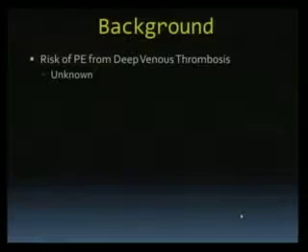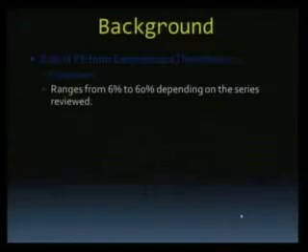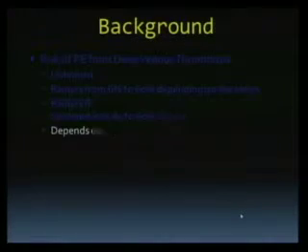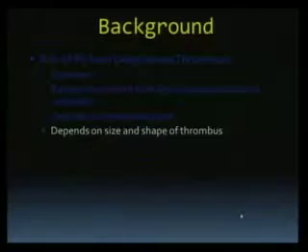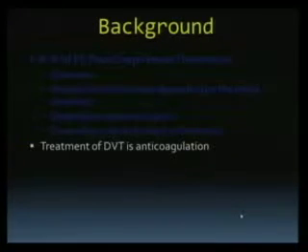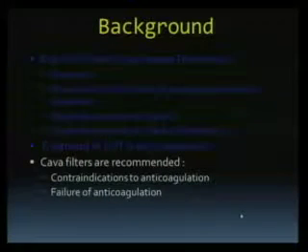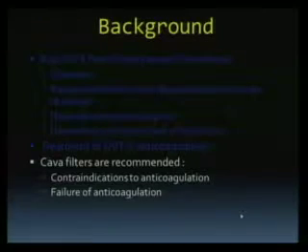And the risk of PE from DVT is unknown, but that's why we protect them from the development of PE. It ranges from 6% to 60%, depending on the series that you review, and it depends on the treatment given. It depends on the size and the shape of the thrombus. The cornerstone of treatment is still anticoagulation, and filters are recommended for these two major indications: number 1, if there are contraindications to anticoagulation, and number 2, failure of anticoagulation.